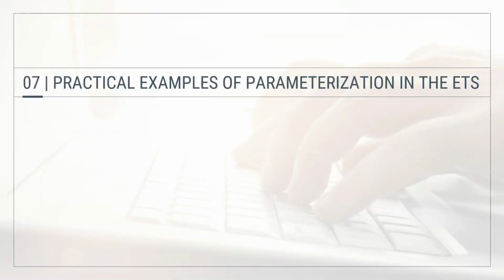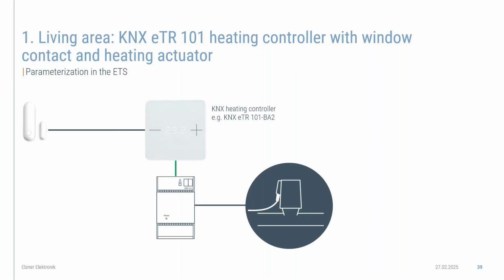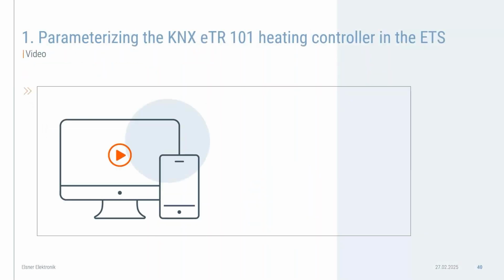Let's have a look at the practical examples. In this section, I would like to look at how easy it actually is to configure a KNX heating control system in the ETS. Let's talk a little bit about the first example. We are located in the living area and we have a KNX ETR 101 heating controller, and we want to connect it to a window contact and a heating actuator. Okay, how to do that? I have pre-recorded a quick video that I will play in one moment.